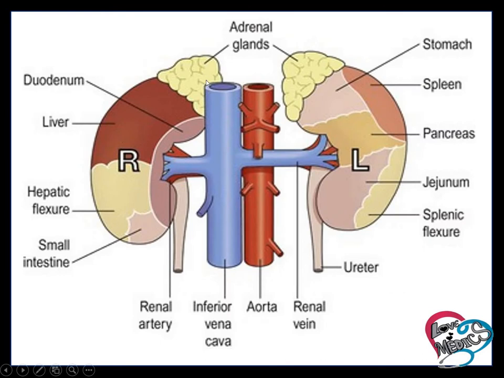Right kidney: this is the adrenal gland above, and anterior are the liver, duodenum, hepatic flexure and small intestine. These are located anterior to the right kidney. And this is the left kidney. This is the adrenal gland that is located above the kidney. Spleen, stomach, pancreas, duodenum and splenic flexure are present.